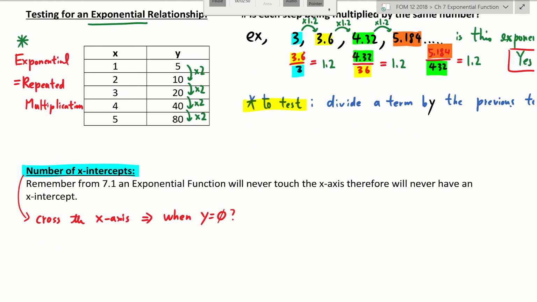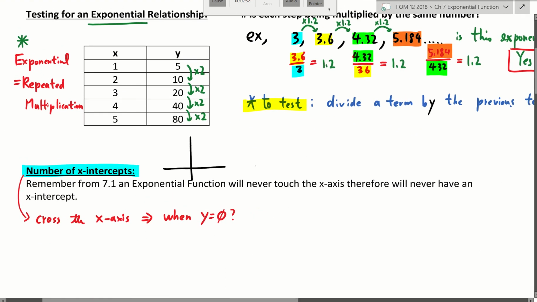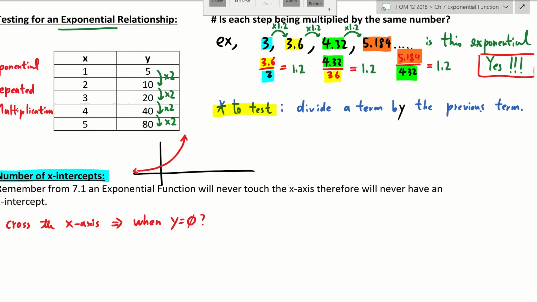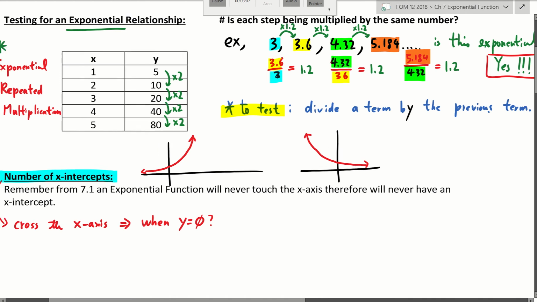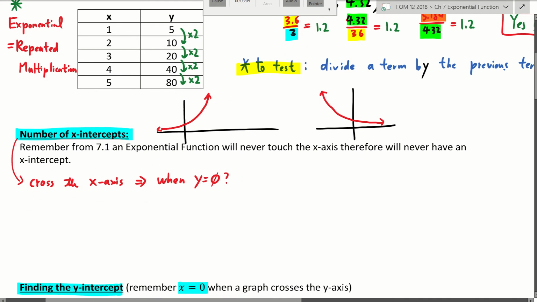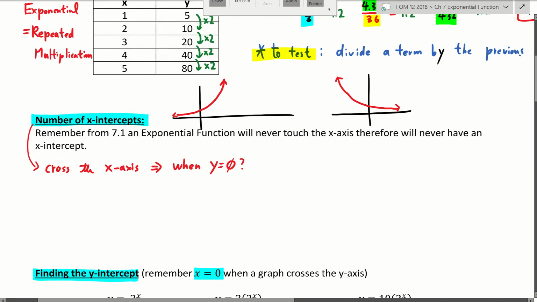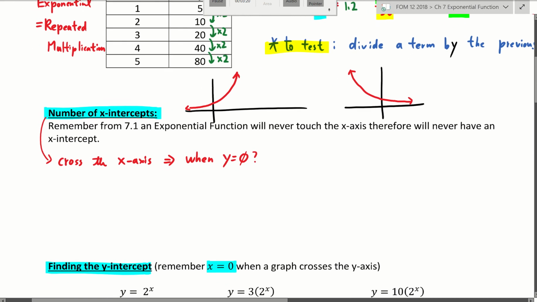Now let's go back and talk more about the characteristics of exponential functions. From last week, we know what an exponential function that's increasing looks like, and also the one that's decreasing. Last week we had those pictures. Sometimes a question will ask you, how many x-intercepts do you have for an exponential function? First of all, what is an x-intercept, if you remember?